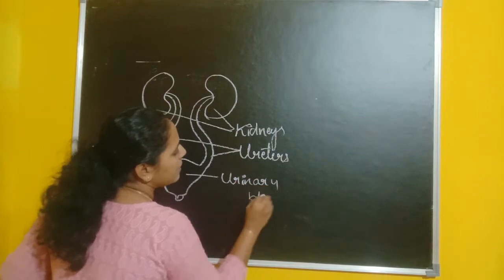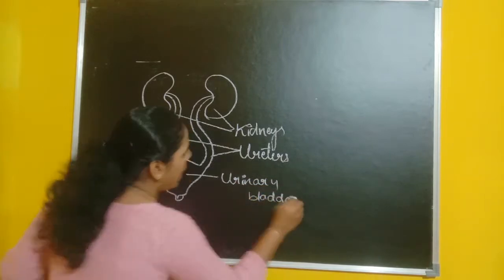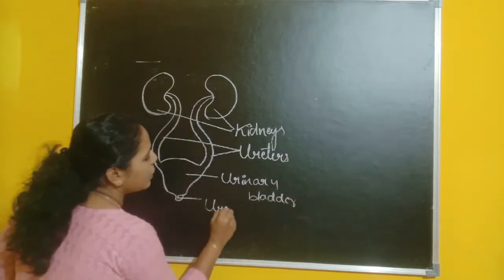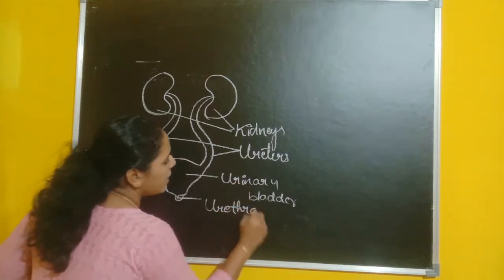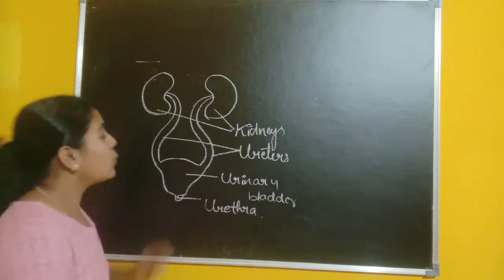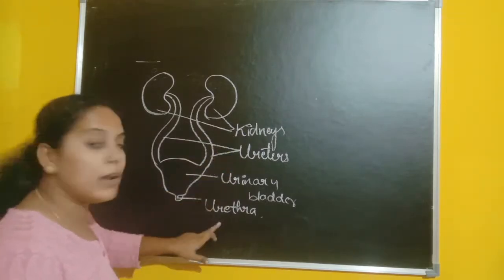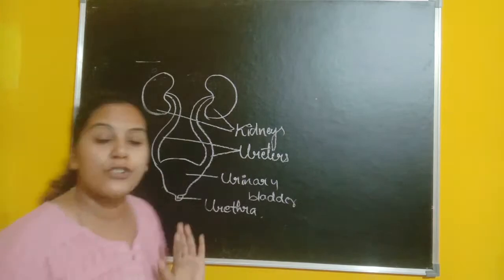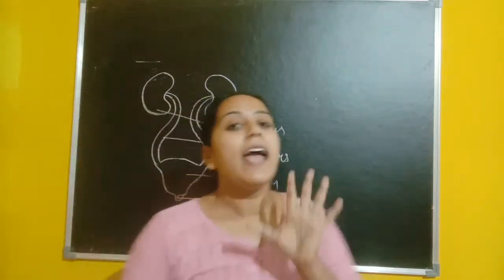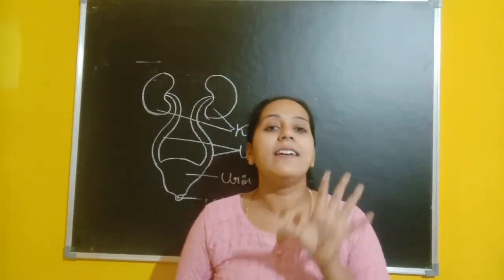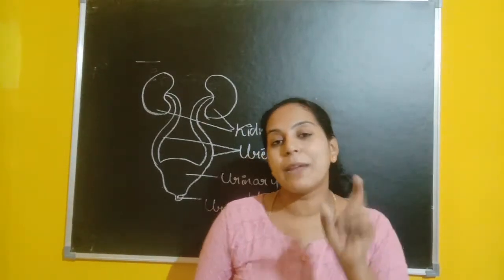Urinary bladder is there. And then we have urethra. So urethra is present here. Clear? So we have a pair of kidneys, ureters, urinary bladder and urethra. What is the function of kidney? See, kidney helps in filtering the nitrogenous materials which are present in the blood.